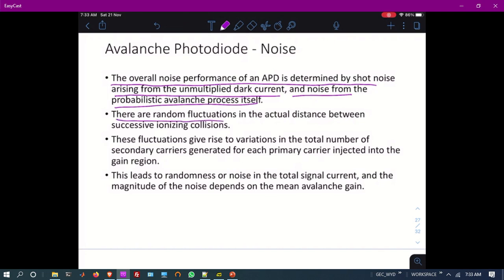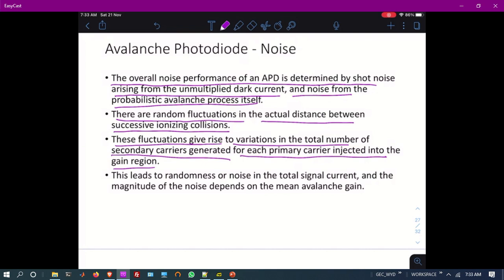There are random fluctuations in the actual distance between successive ionizing collisions. Ideally, you should have the collisions at equal intervals, but there will be fluctuations in that, which will create noise. These fluctuations give rise to variations in the total number of secondary carriers generated for each primary carrier injected in the gain region.